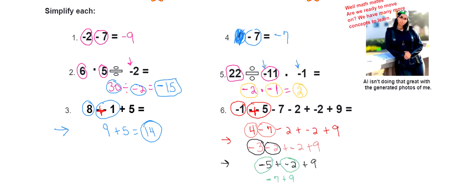And then lastly, I've got a -7 and a +9. The signs are different, so subtract. 9 take away 7 is 2. 9's bigger, it's positive, so our answer is positive.